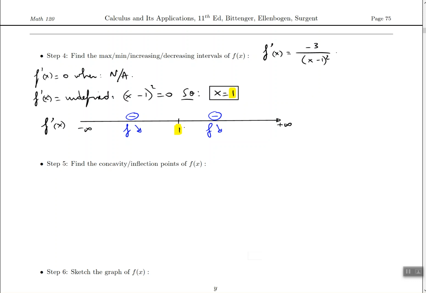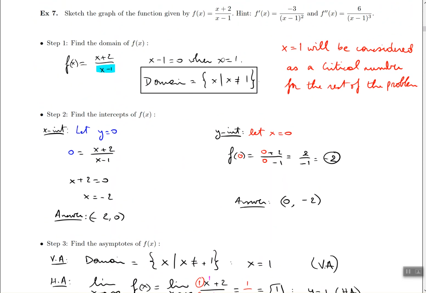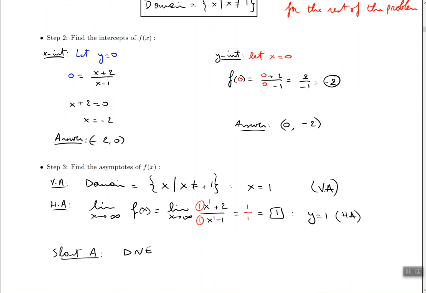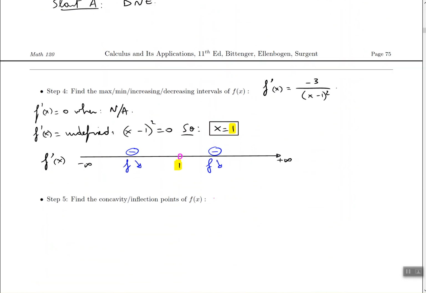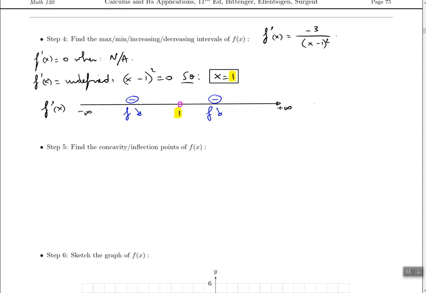By the way, since 1 was not part of the domain, for these problems, typically what I like to do is put a little circle right here instead of a tick. This reminds me never to call the 1 a max or min. Remember, the 1 was missing from the domain, so if you look back over here, x was not allowed to be equal to 1. So you cannot label it as a max, min, or inflection point, okay? So that's important. To remind me of that fact, I usually put the little circle over here on this line. Okay, so when is the function increasing or decreasing? It's pretty much always decreasing from negative infinity to 1 and from 1 to infinity. And there are no maxes and mins.